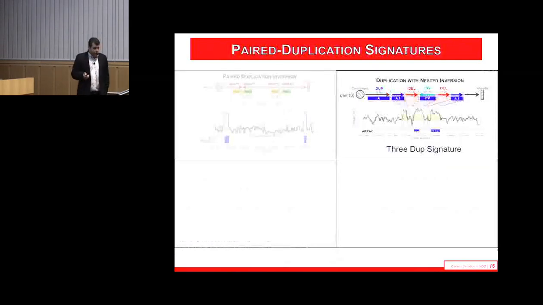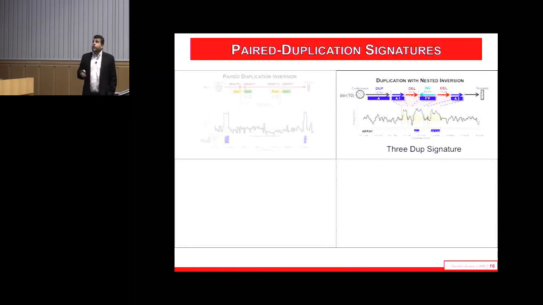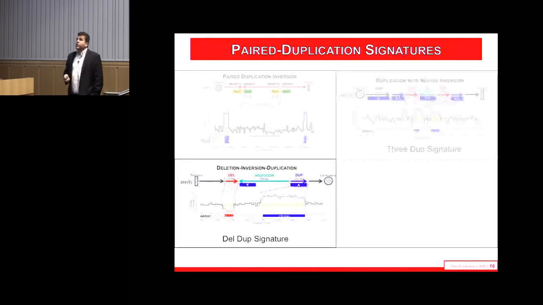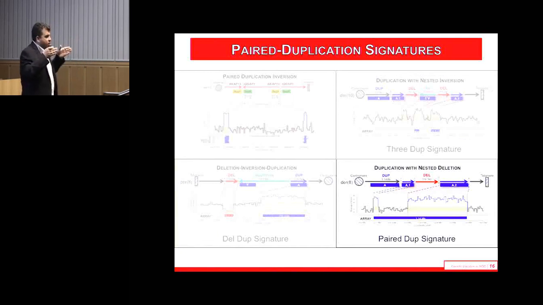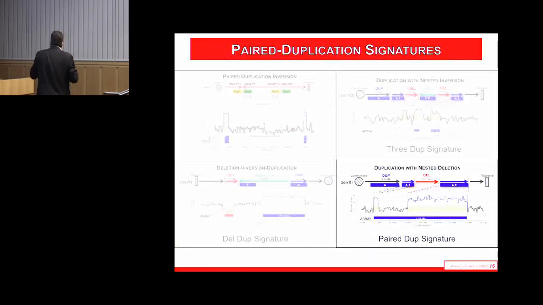We saw other signatures that look like paired dupe signatures, but in fact, they involve 3 duplications with an inversion in the middle, duplication with deletion and inversion, and even a duplication with a nested deletion. So if a sequence is duplicated and then you have a nested deletion, you in fact go from copy number 3, copy number 2, copy number 3, and the middle portion actually does not involve any gain or loss of material.